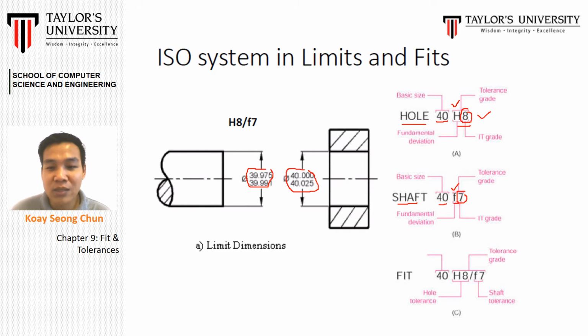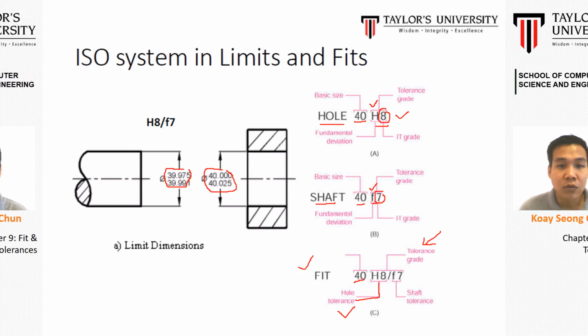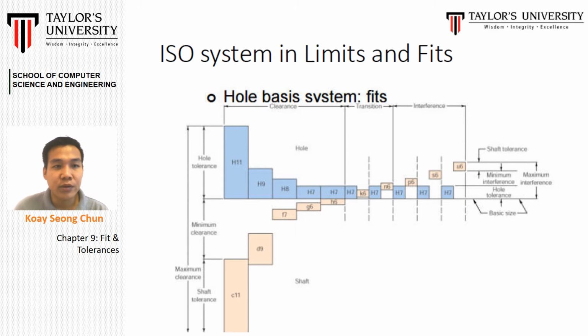When they want to insert information for the fit in this system, they write like this: the basic size and the tolerance for the hole, then a slash, and then the tolerance for the shaft. For the ISO system, you can set the limit for the hole or the shaft system according to these figures.